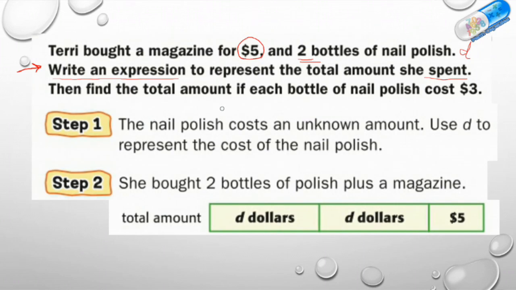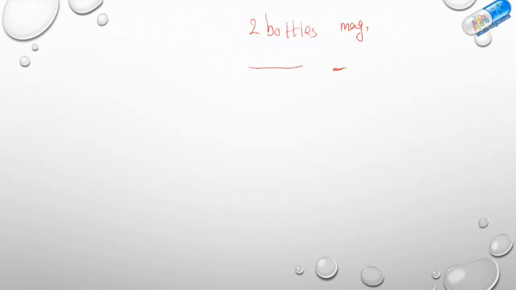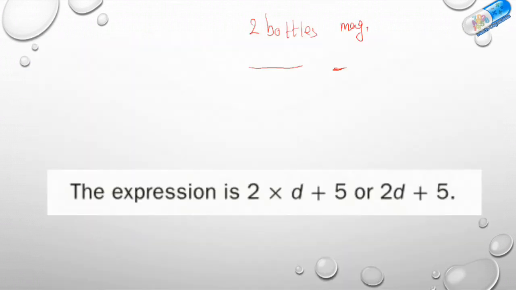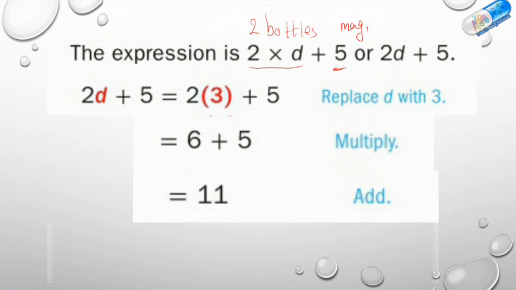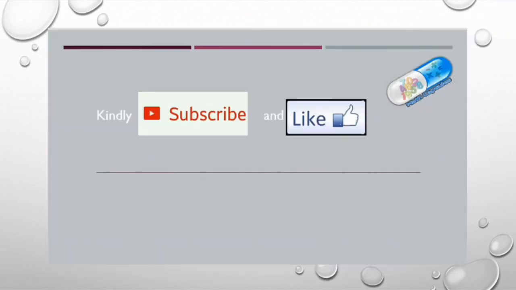Now, let's go back to the example. We want to find the total amount, so the next question here is: find the total amount if each bottle of nail polish costs $3. So if D is 3, what will be the amount? We will replace the D with 3. So in 2D plus 5, instead of D, I will write 3. So 2 multiplied by 3 plus 5, and this will be equal to 6 plus 5, which is equal to 11. So the total amount is $11.